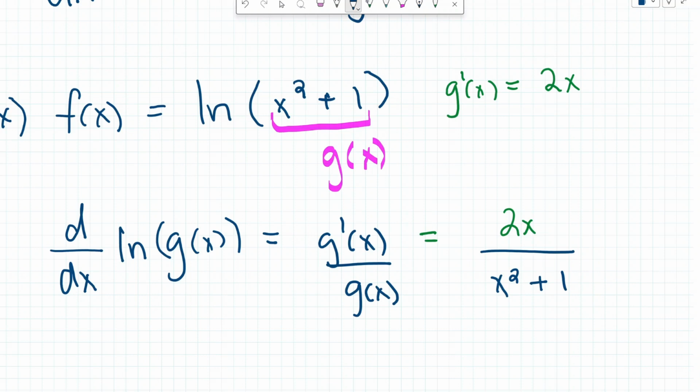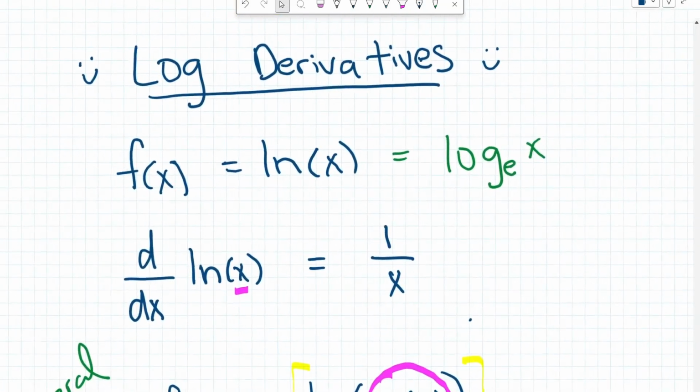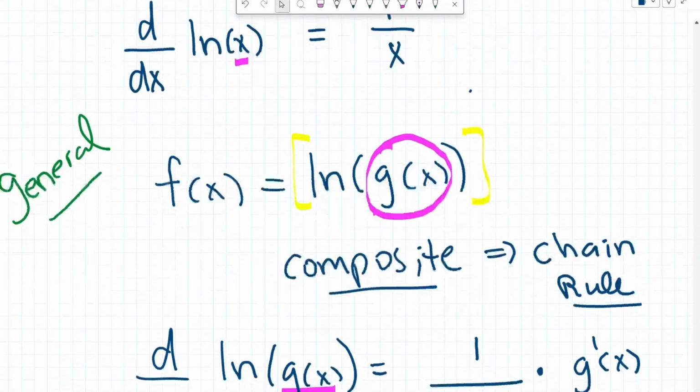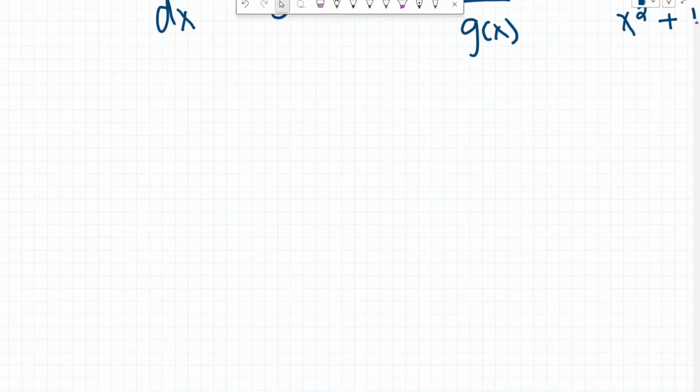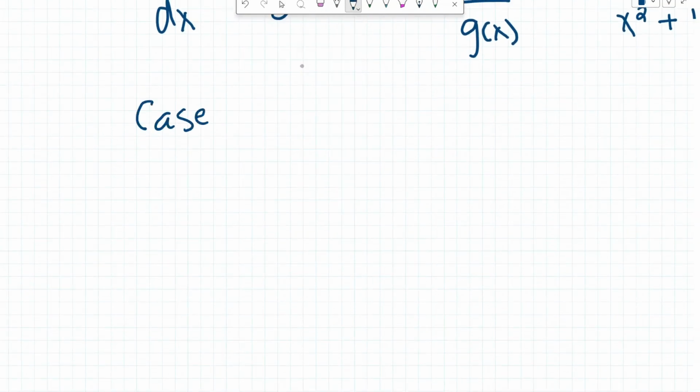So let's look at another case. In this situation, we looked at problems for ln x, which is log base e. But what if we were to have an arbitrary base that's not e, that's not 10? Let's see. So this is our case 2 with arbitrary base.